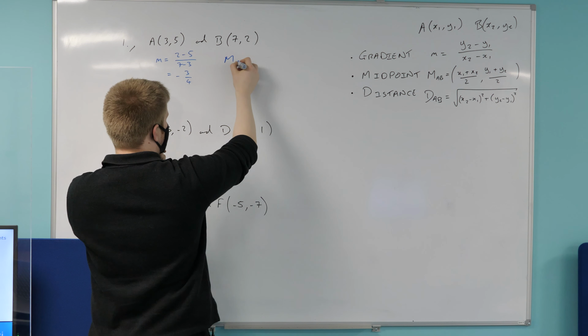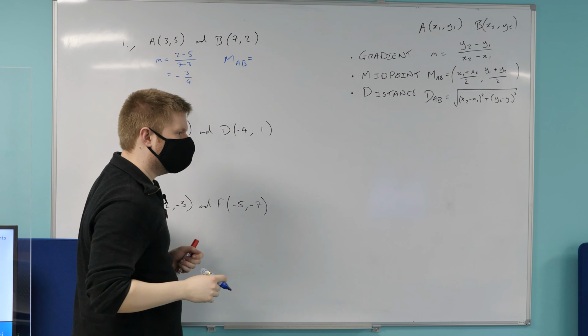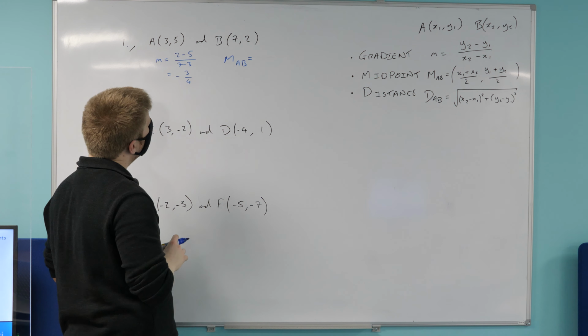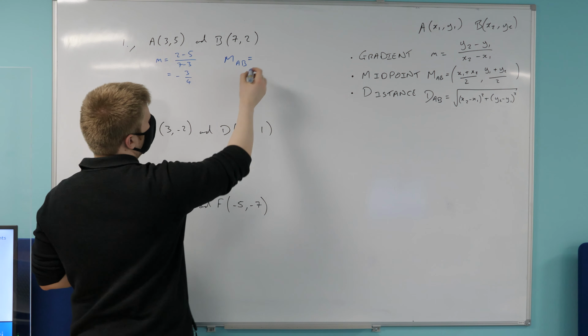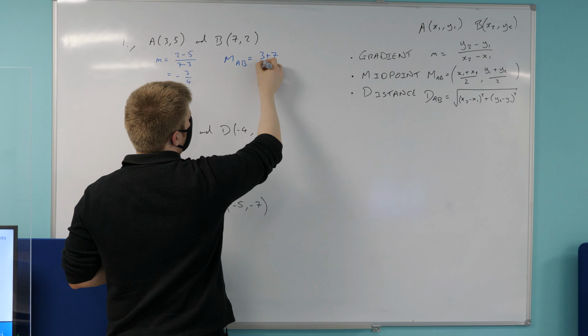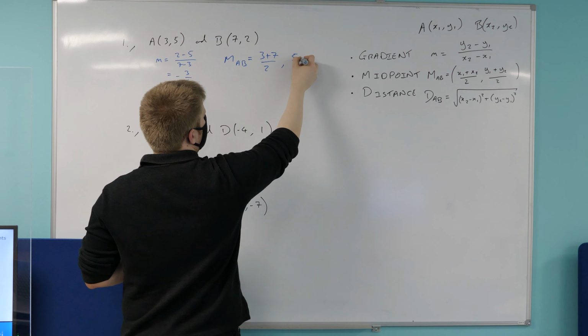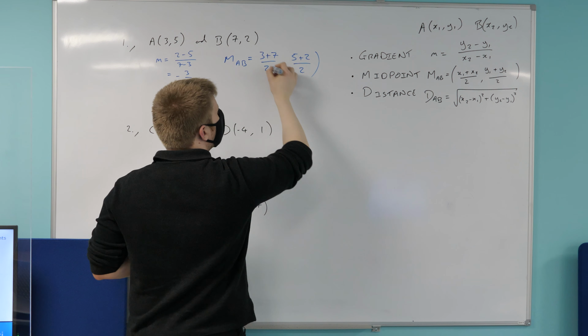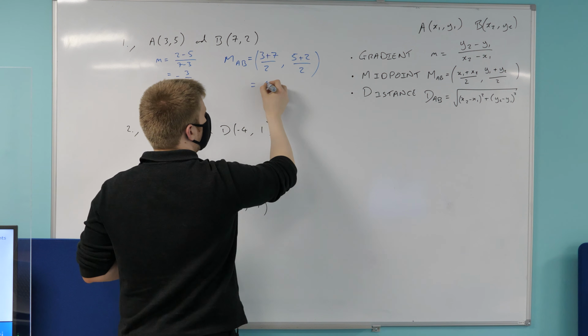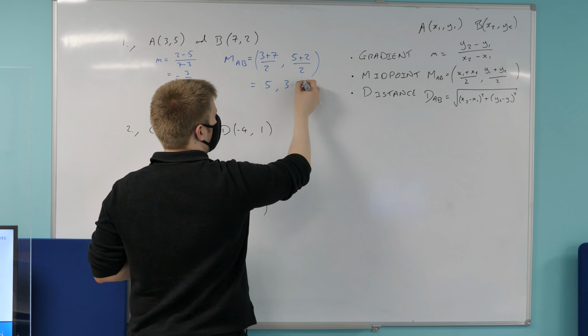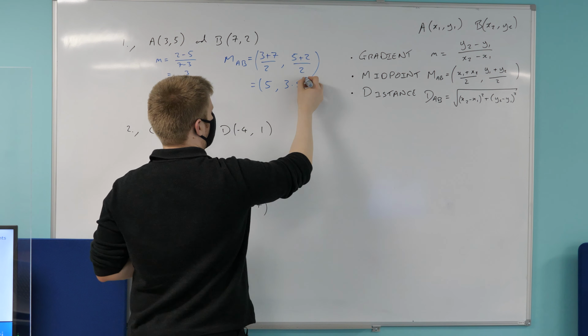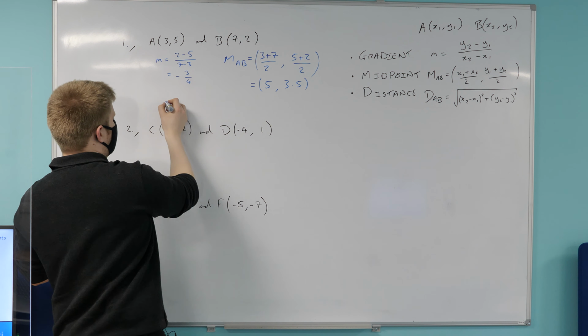So what's the midpoint of A and B? How do you calculate it? 3 plus 7 over 2. Good. 5 plus 2 over 2. Good, well done. So I've got just 5 and 3.5. Yep, 5 and 3.5. Cool, excellent, well done.